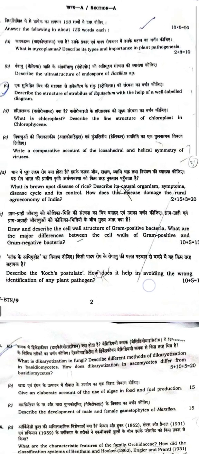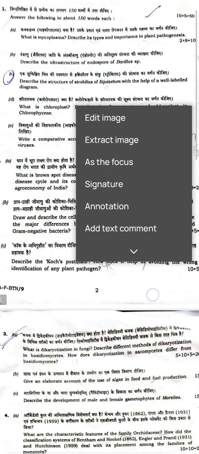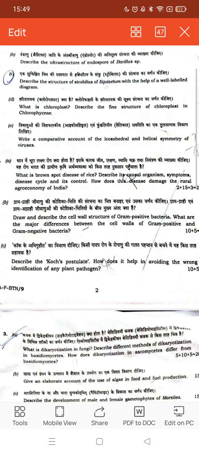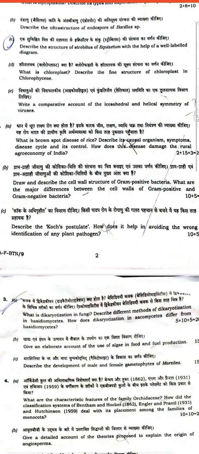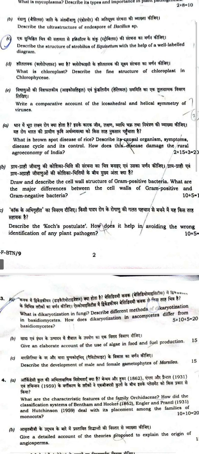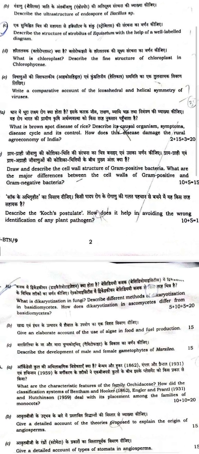It's for 15 marks. And in question number 2, C, describe Koch's postulates. How does it help in avoiding the wrong identification of any plant pathogen?